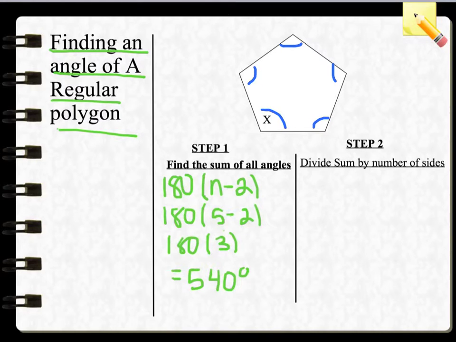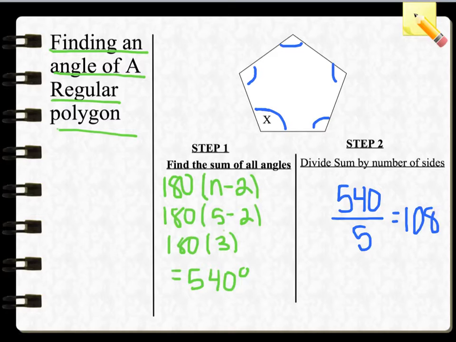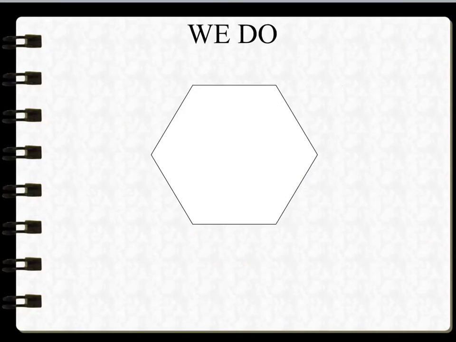And we want to figure out just one angle, angle x. So we're going to do 540 divided by 5, because there are 5 angles. And that gives me 108 degrees. Pause the video, make sure this is all written down, and hit play to move on. Ready, pause. Alright, so now we're going to find the measure of angle x in this hexagon.